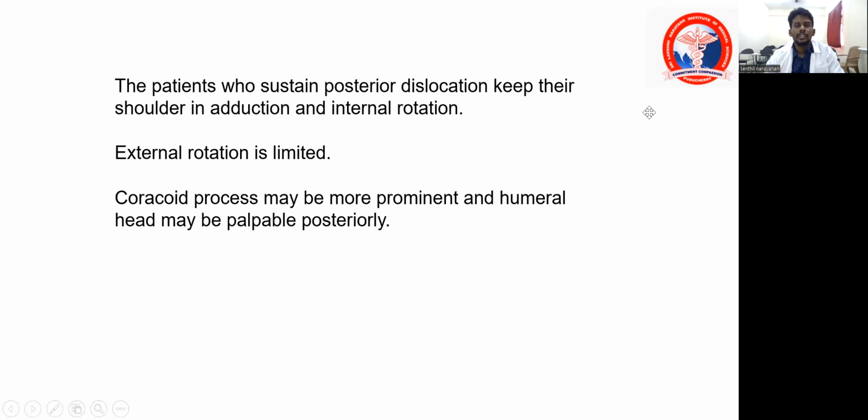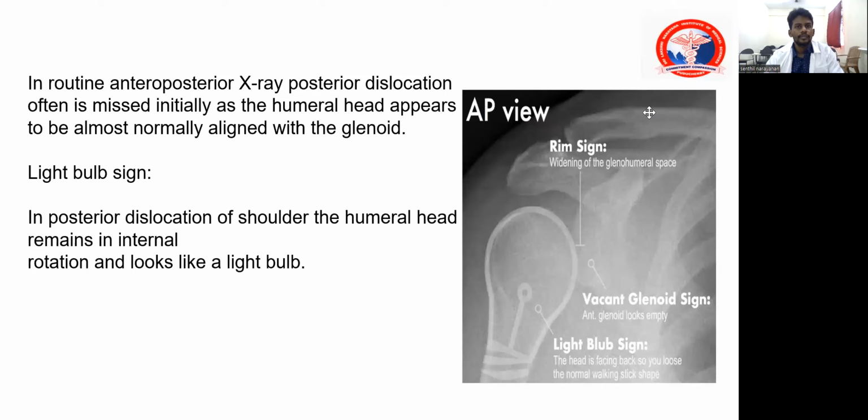Patients who sustain a posterior dislocation keep their shoulder in adduction and internal rotation. External rotation is limited. The coracoid process may be more prominent and the humeral head may be palpable posteriorly. In the routine anteroposterior X-ray, posterior dislocation is often missed initially, as the humeral head appears almost normally aligned with the glenoid.